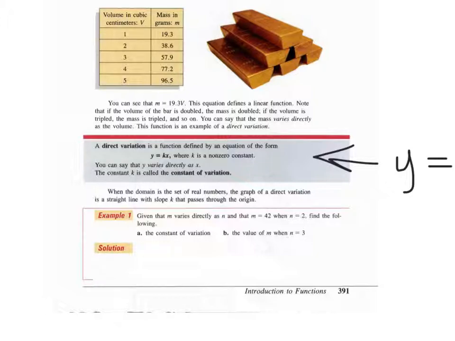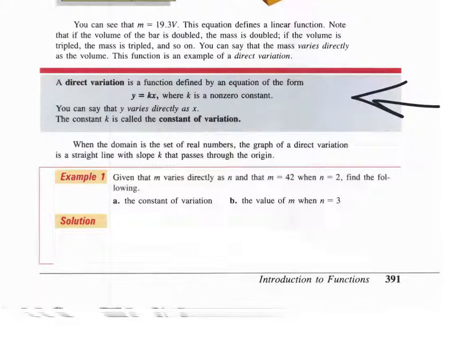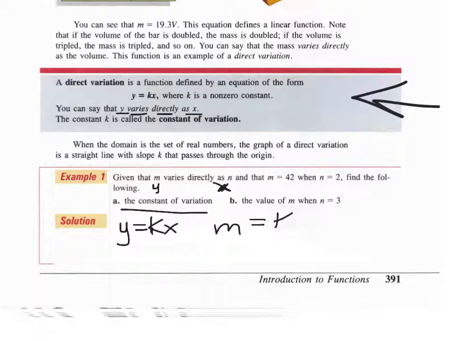So notice here, they're not using y and x. As you're reading it, y varies directly as x. So the m here is our y, and the n here is going to be our x that we would plug in. If it wants us to find the constant of variation, I can take my formula, y equals kx, but in this case it's going to be m equals kn, and I'm going to replace the numbers.